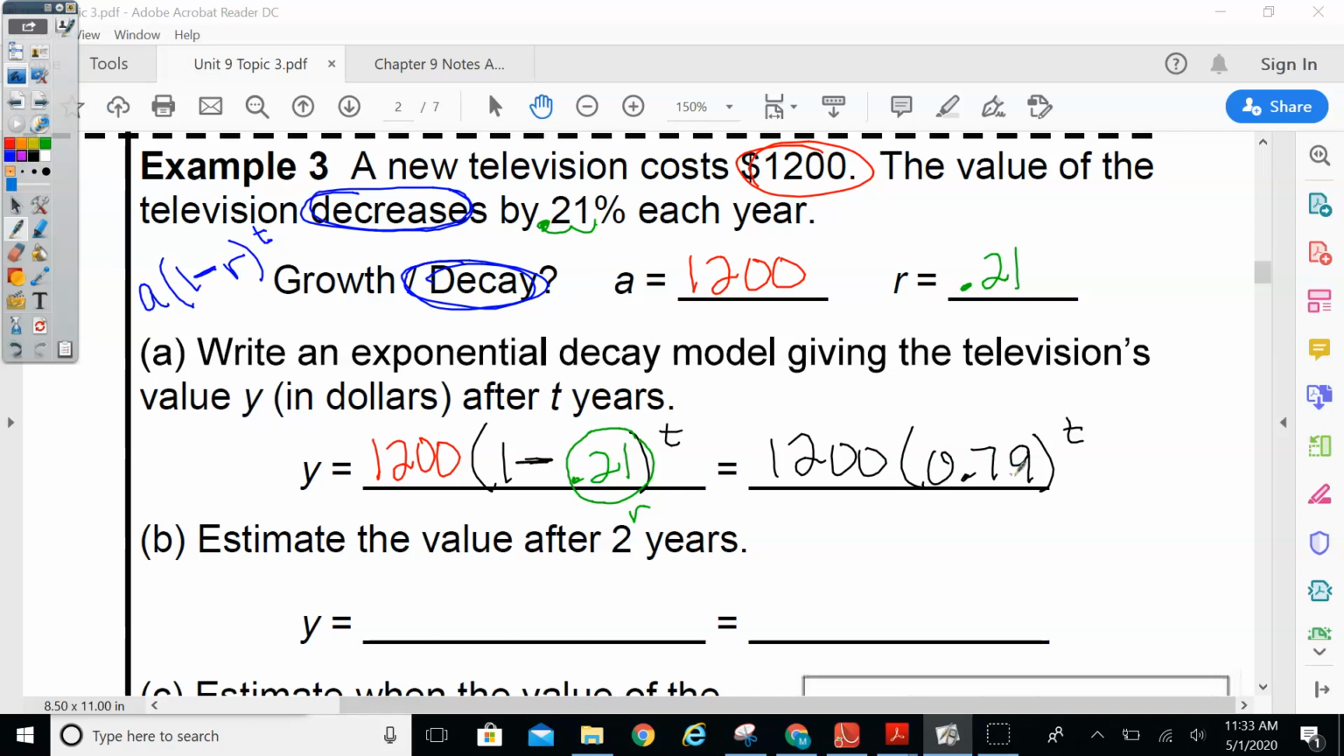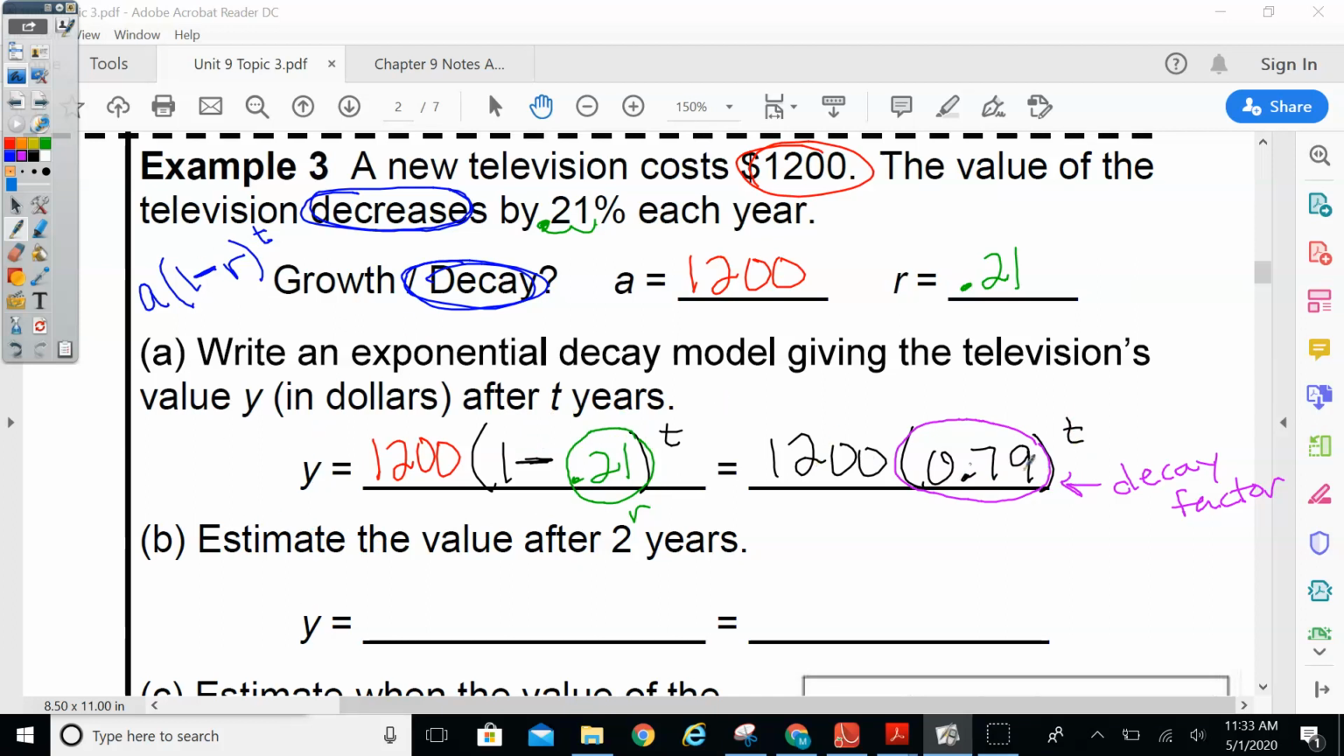So this part is the decay factor. So it depends what the question asks you. If it asks you for the rate, that's r. If it asks you for the decay factor, that's the whole base, which is the 1 minus r part.